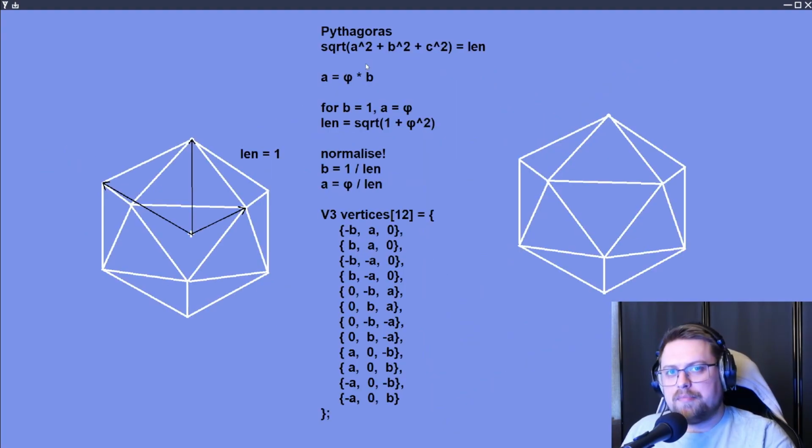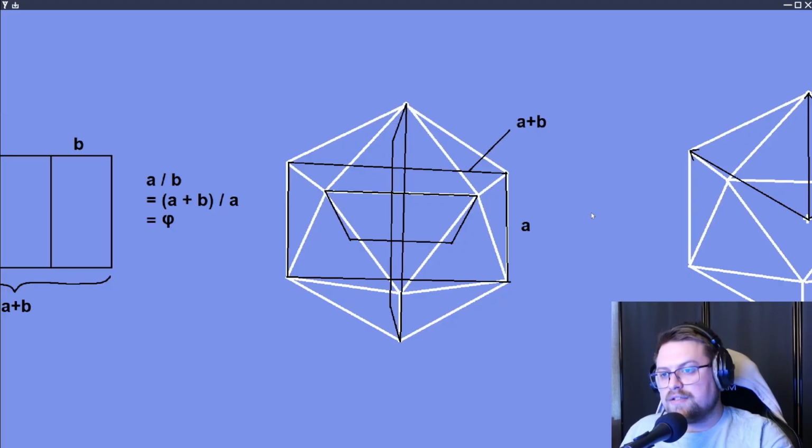Now, perhaps you remember Pythagoras from school. So you have a² + b² = c². Well, we can do the same thing in 3D, where we take a² + b² + c², take the root of that, and then we get the length of the vector to each vertex. Now, because all of these rectangles are the same size, and they are also perpendicular to each other, they all happen to have the same length.